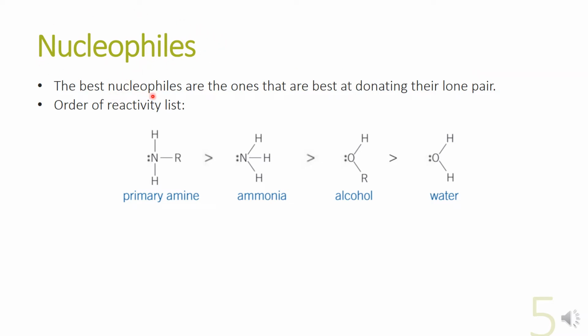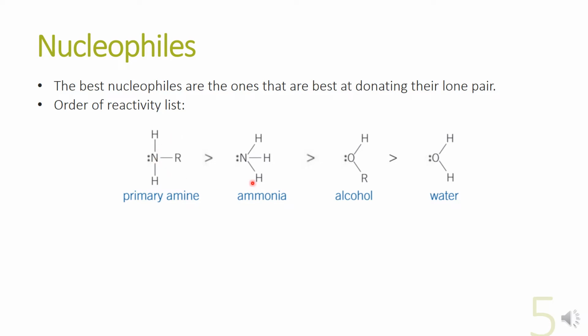And then talking about the third factor that we saw before, the power of the nucleophiles. The best nucleophiles are the ones that are best at donating their lone pair, how readily they donate the lone pair. So the order of reactivity is like this. Primary amine is a stronger nucleophile compared to ammonia.